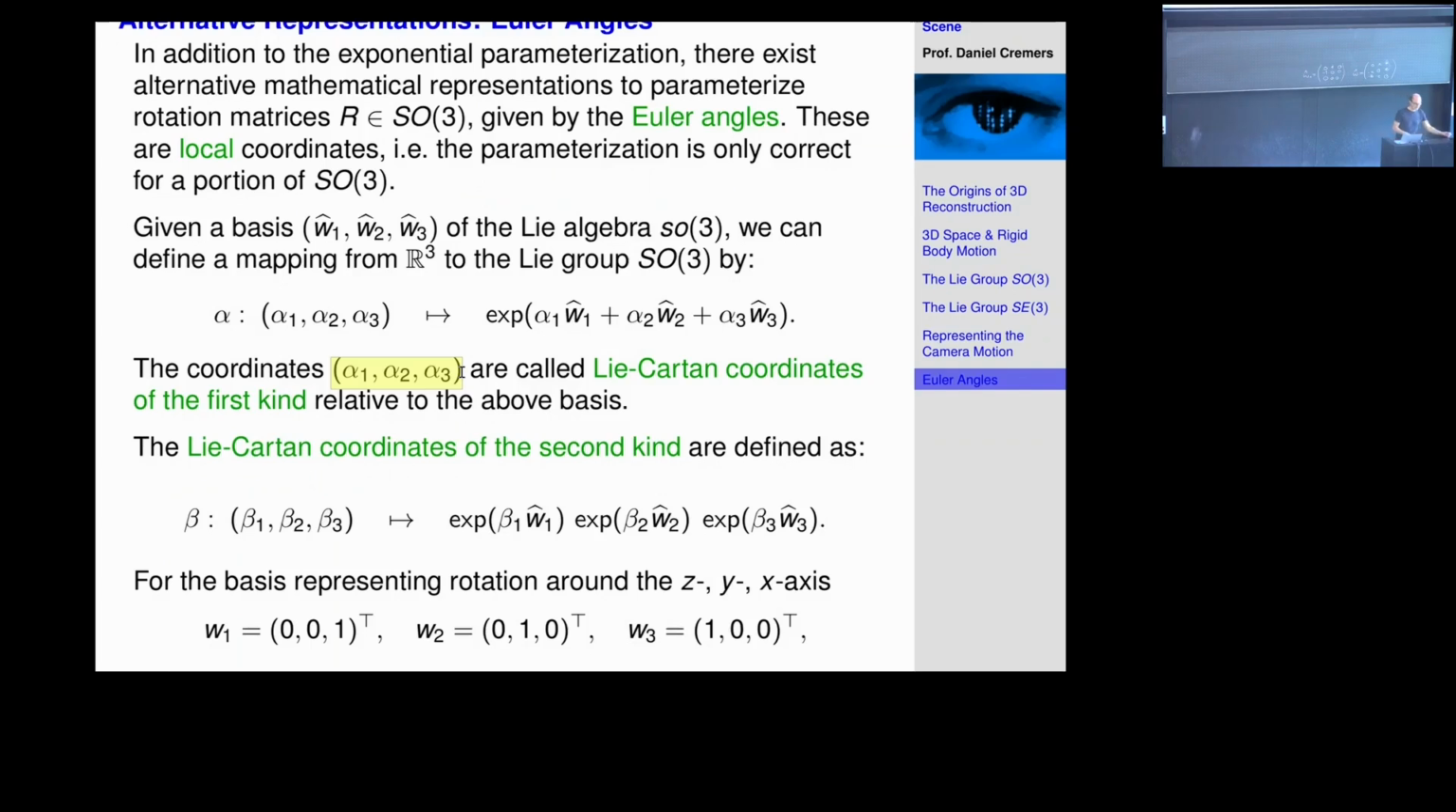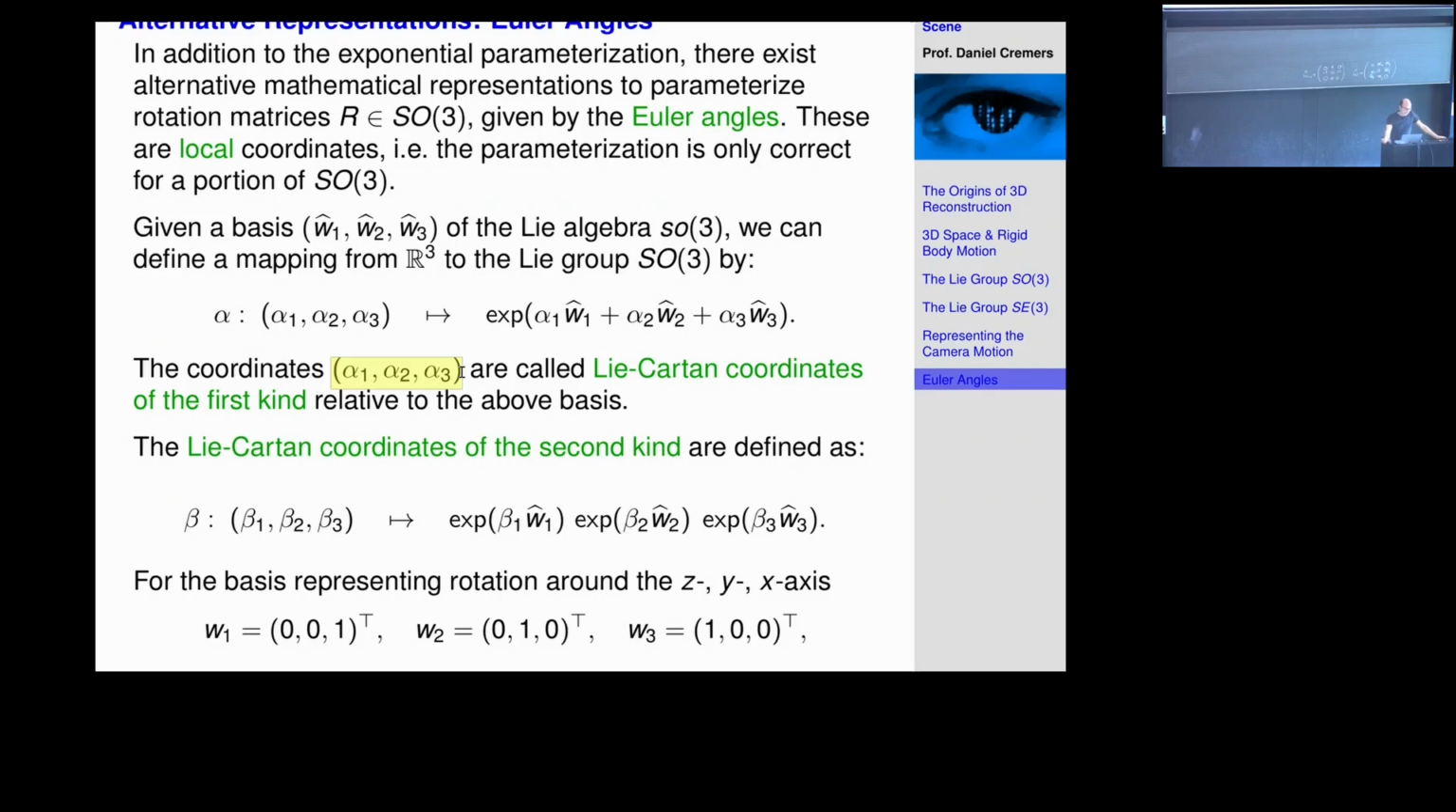You might as well call it, maybe for consistency, I should have called this alpha 1. And then what is it? This one is alpha 2, alpha 3. Alpha 3, and here's minus alpha 3 and minus alpha 2, right? So that would be that choice.